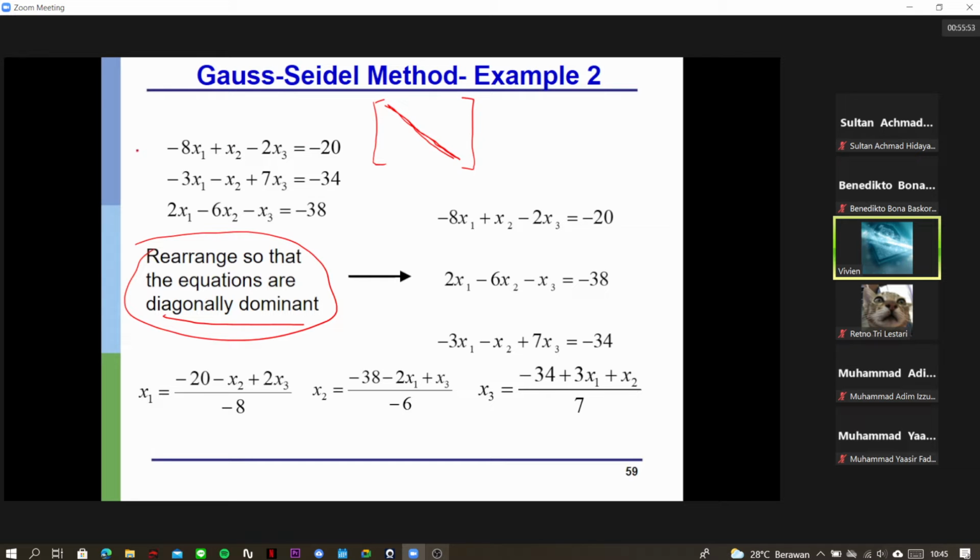Okay, so for the first equation, we have -8, so that is already diagonally dominant: -8x1 plus x2 minus 2x3. And then here we have the largest value is here.